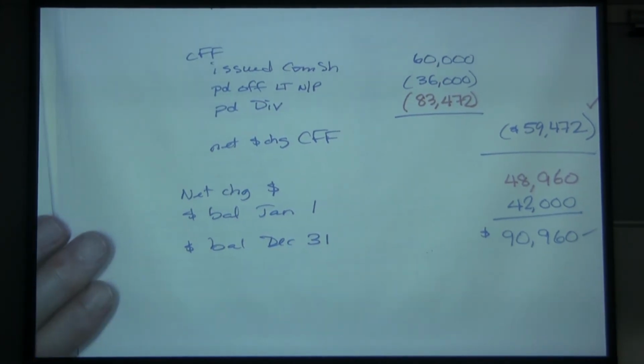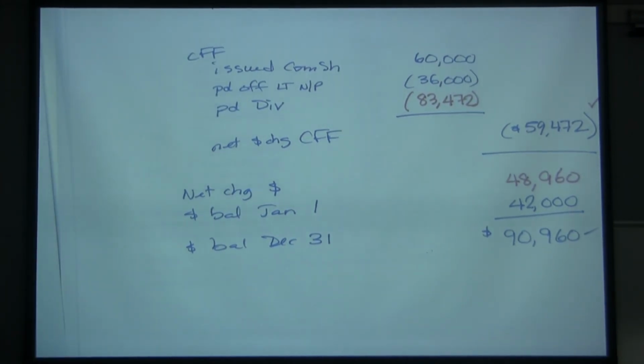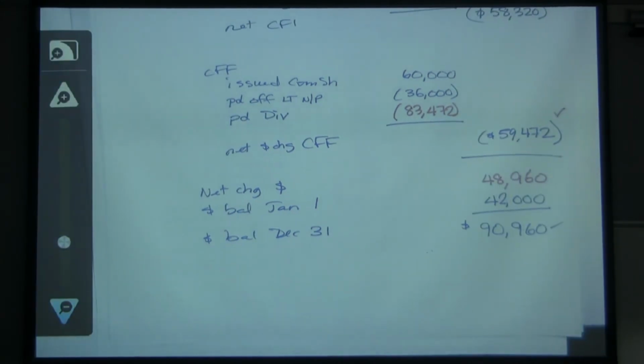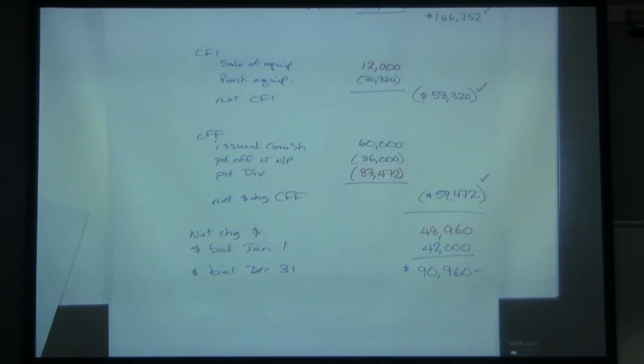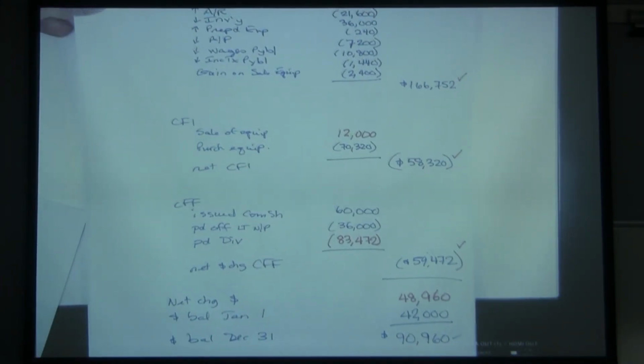Okay, statement of cash flows. Now I want to quickly interpret this one. So I'm just going to scroll, this is going to zoom out a little bit. So how do we interpret a statement of cash flows?